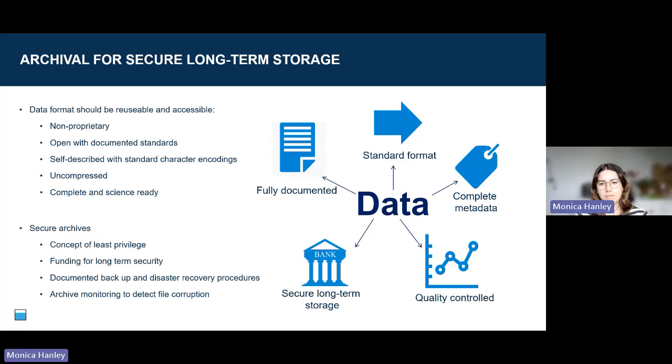Secure archives should have a concept of least privilege. This means that the archives are locked down with read-only access, so files cannot accidentally be overwritten. They should have funding for long-term security, documented backup and disaster recovery procedures, and wherever possible, an archive monitoring system to detect any file corruption. And if any corruption is detected, it should be dealt with in a timely manner. So we want fully documented data in a standard format with complete metadata that's been quality controlled. And then that's when BODC will put it into an archive for secure long-term storage.